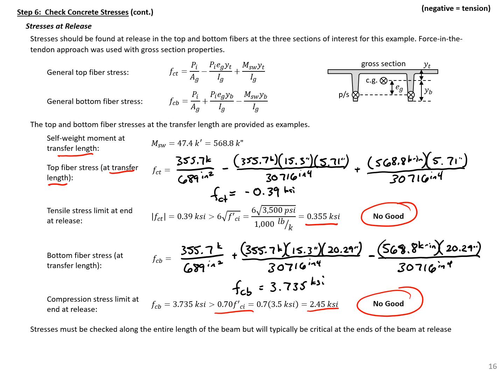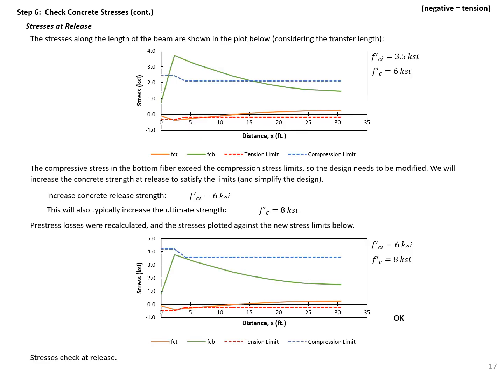And our stresses need to check along the whole length, so we can check that, which we'll do on the next slide. But typically at release, our stresses are going to control at the end region. Here we have our stresses along the length of the beam compared to the tension and compression limits. And you can see we don't meet our compression check at several different places along the length of the beam. And we don't meet our tension checks at the end.